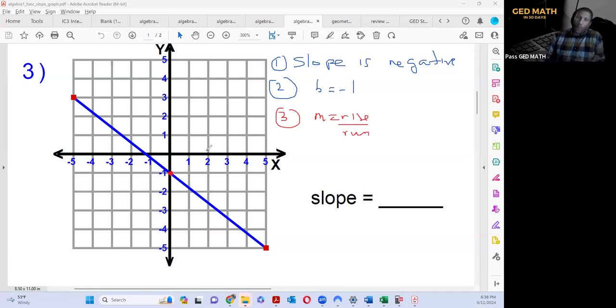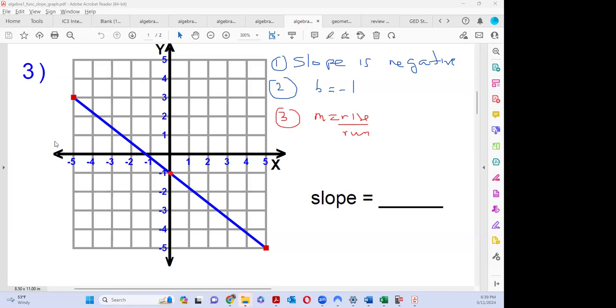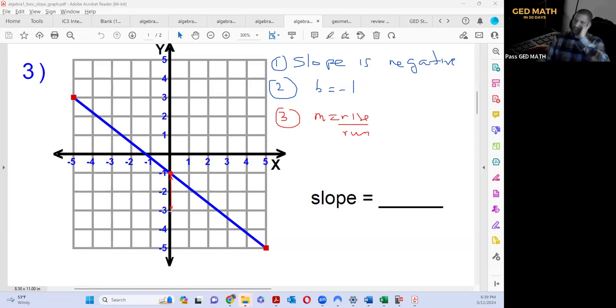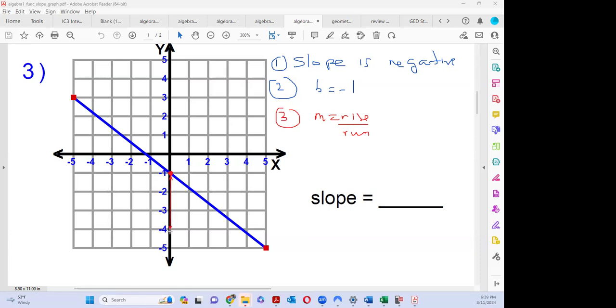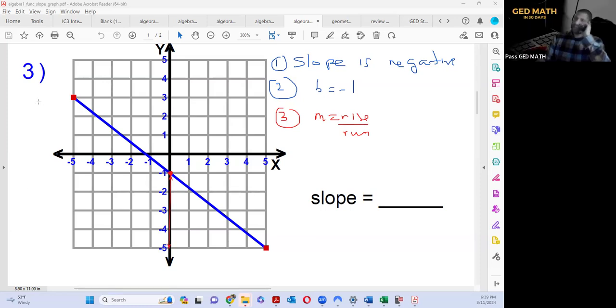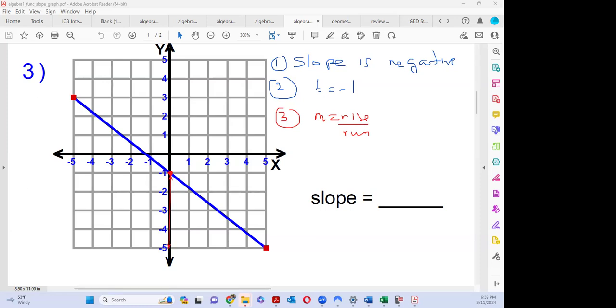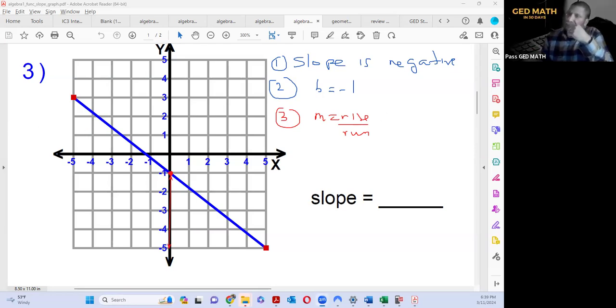I'm going to start from that y-intercept. What direction do I need to go to get to my second point? Down. Count with me: 1, 2, 3, 4. What kind of 4 is that? A negative. -4. Why is it -4? Because it's going down. Rise is -4.